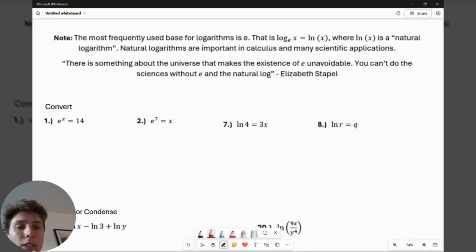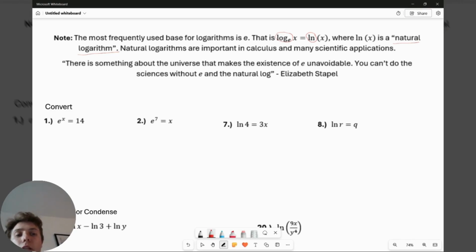But what we're noticing here is if you have log base e, another way you might represent that is with ln. Notice ln does not show its base. It's just assuming or implying that it's a log with base e, where ln of x is what is known as a natural logarithm. Natural logarithms are important in calculus and many scientific applications.